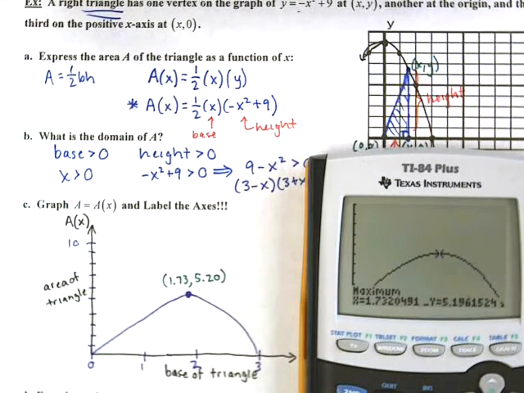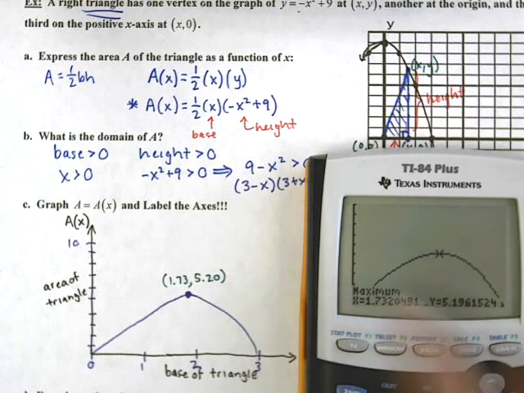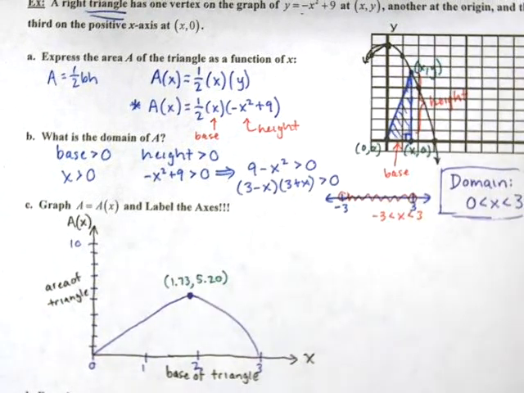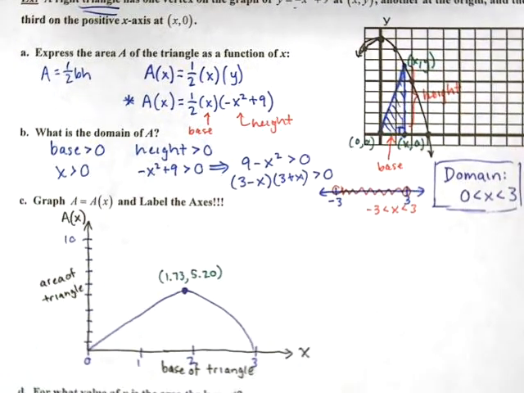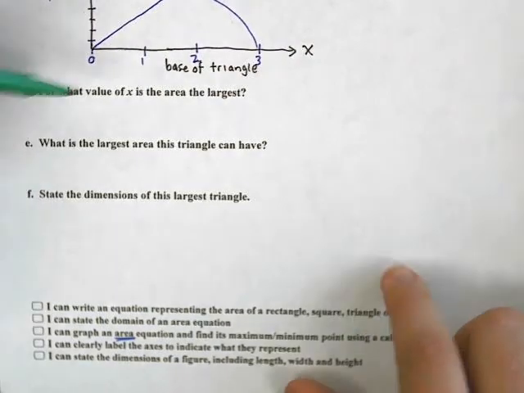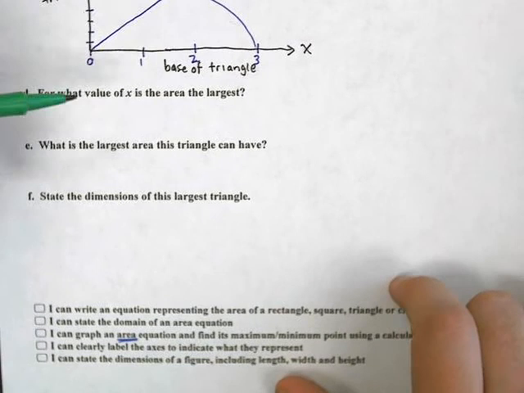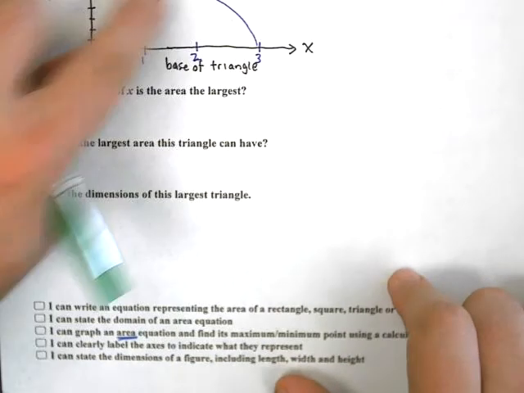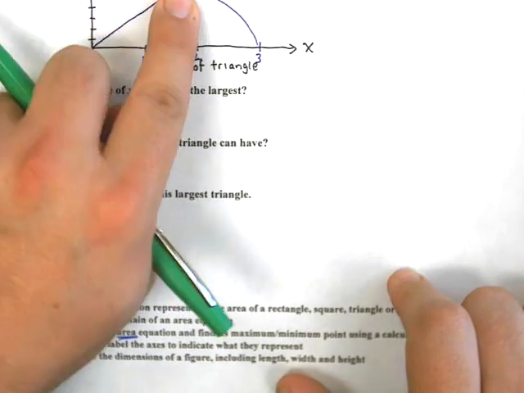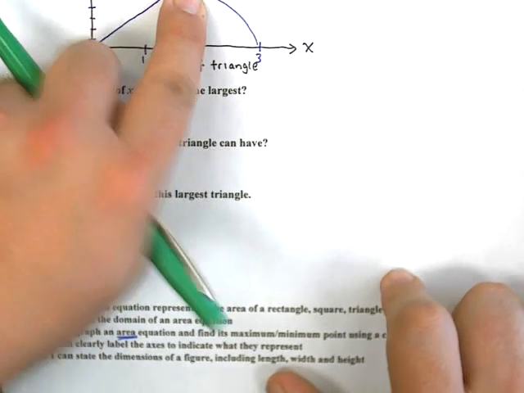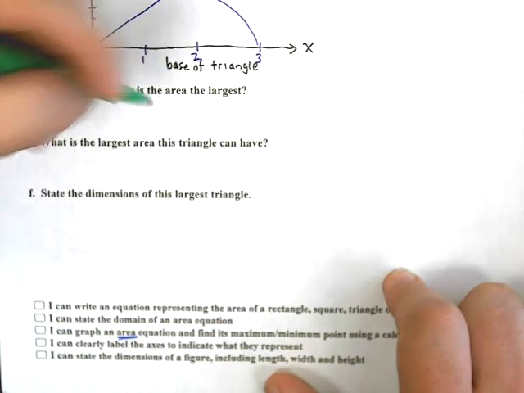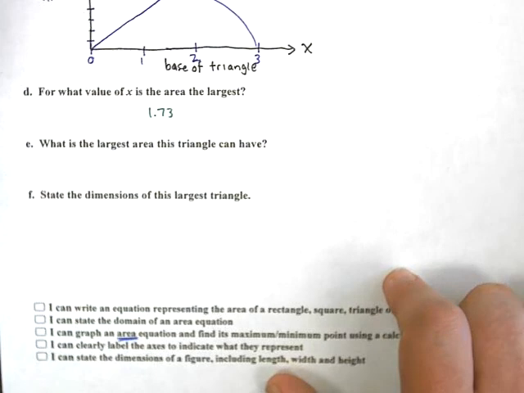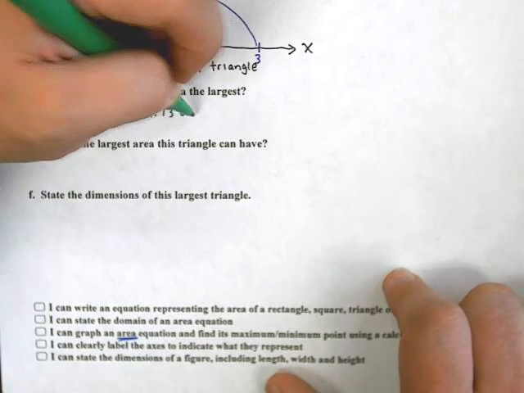All right, now remember, don't touch anything, right? We want to use this x value in a little bit, so just move it off to the side, and we start answering some questions. For what value of x is the area the largest? Well, again, this picture now represents the largest area. This point right there represents the largest area. So I want to know the largest x value. 1.73. Again, we didn't use units, so we put units.